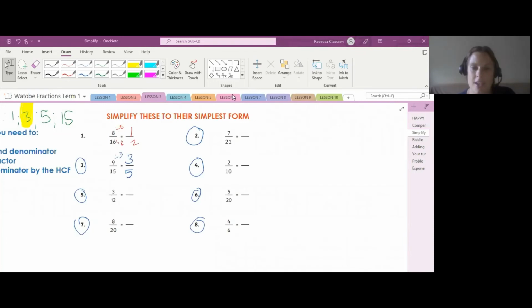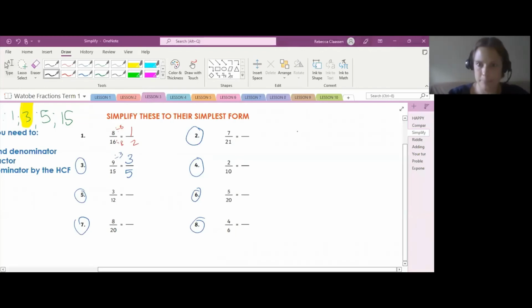Okay, and time's up. All right, Unati, you were first up with number 2. You can unmute and tell us about it. Ma'am, we are going to find the factors of 7 and of 21. The factors of 7 are 1 and 7. And the factors of 21 are 1, 3, 7, and 21.